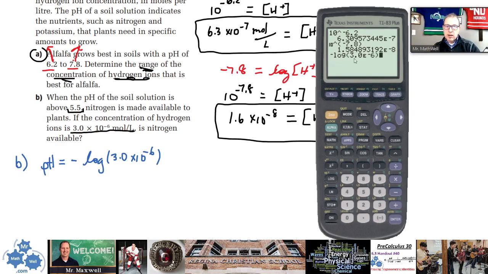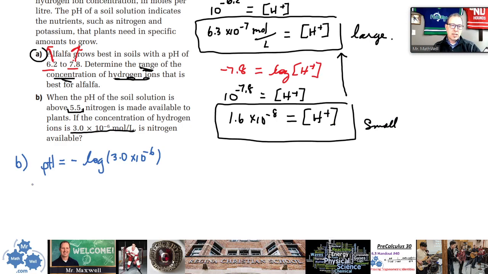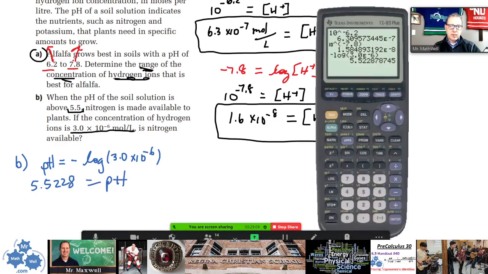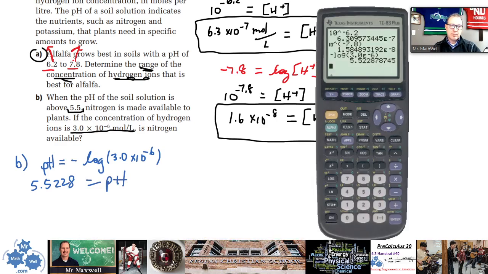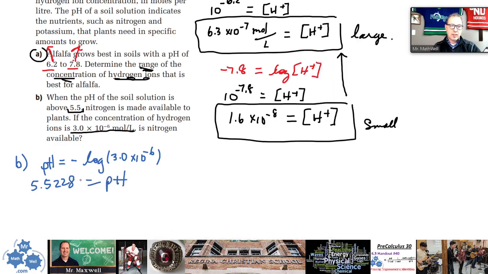Okay, negative log of 3.0 times 10 to the negative 6. What do we get? 5.52. Okay, so pH is technically 5.5228. What was it? Oh, something like that. Yeah, 2287 or 2288. Okay, let's write that. So when the pH is above 5.5, nitrogen is made available.